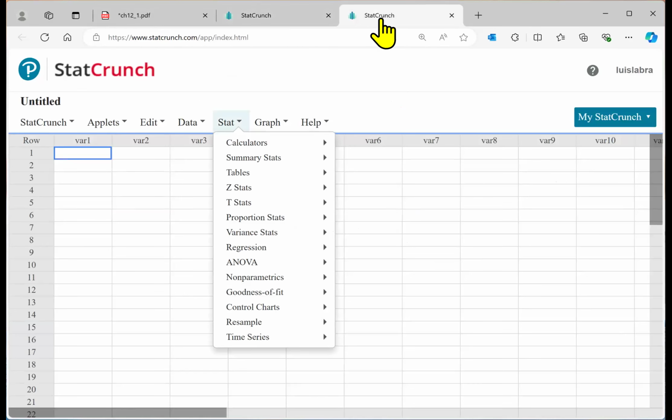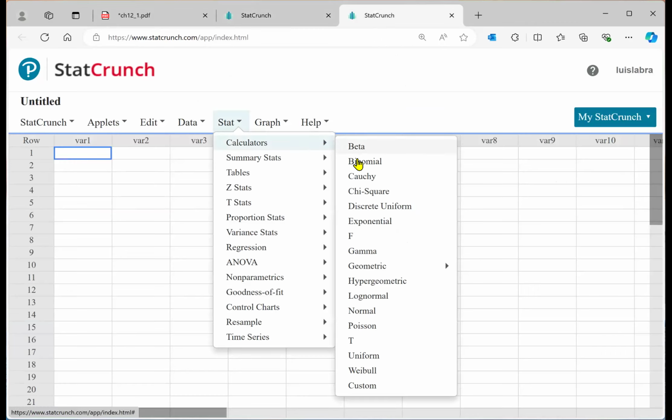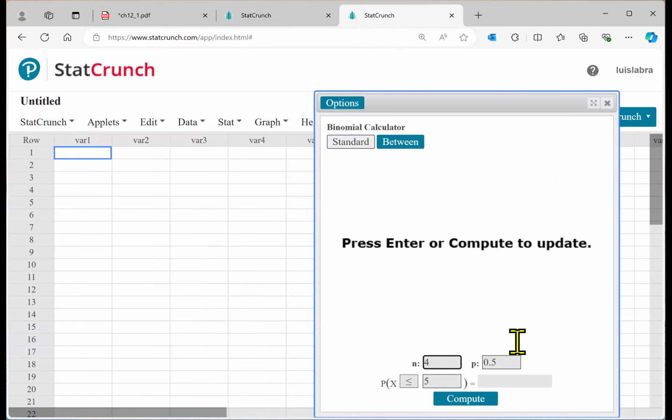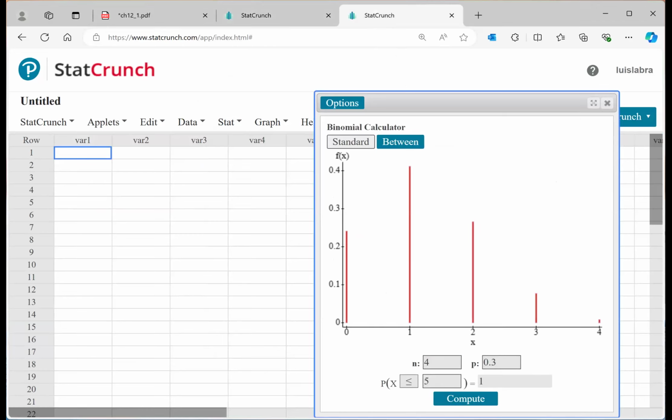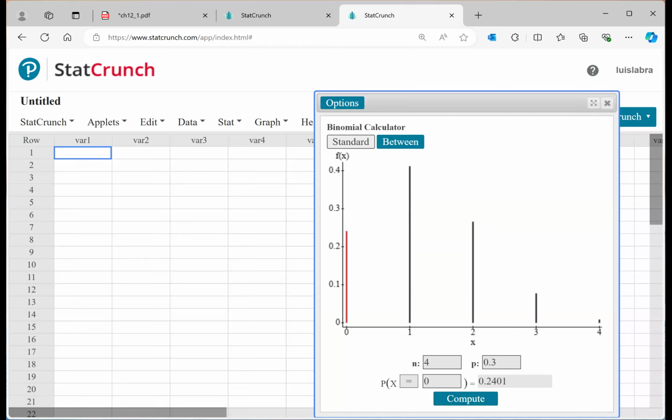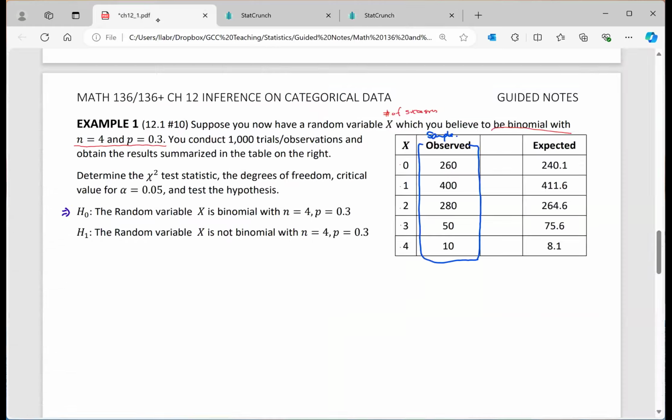I just want to demonstrate that if you go ahead and use the calculator, because we know this is binomial with n is 4 and the probability of success 0.3, then you get to visualize the random variable. And if you set this equal to, let's say, 0, you get the probability. So that's 0.2401. Again, that gives you the probability. So it's really important for us to know that the null hypothesis actually does give me the probabilities.